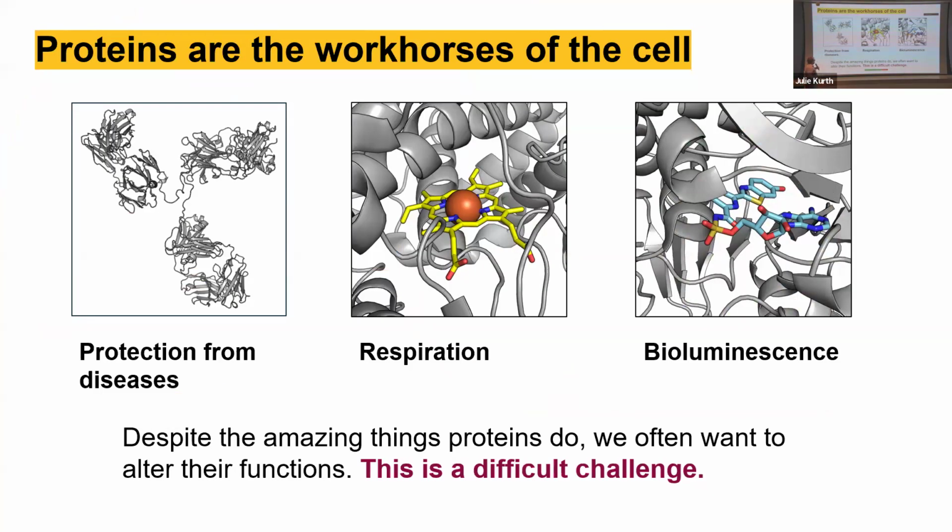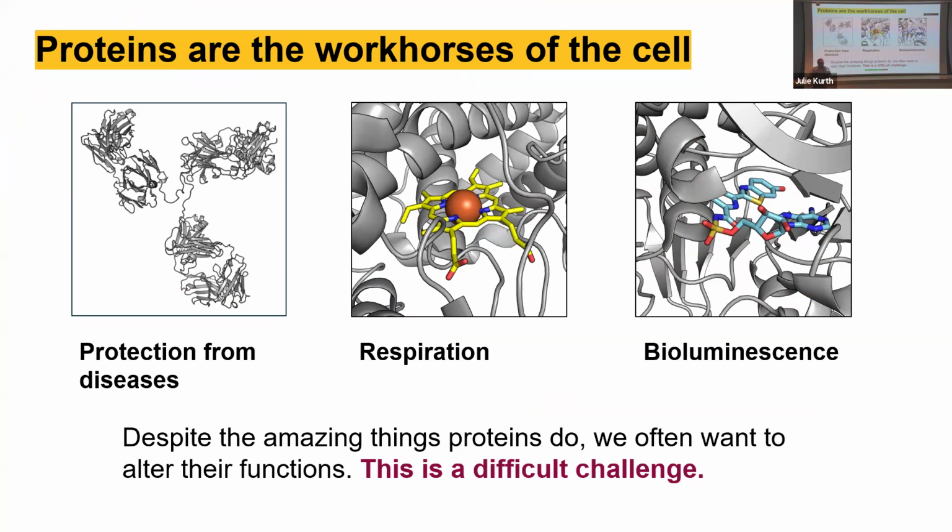We know that proteins do really important things like protect us from diseases, allow us to breathe. This is a cool one. It allows the butt of an insect to glow, and so this is luciferase, which is found in fireflies.